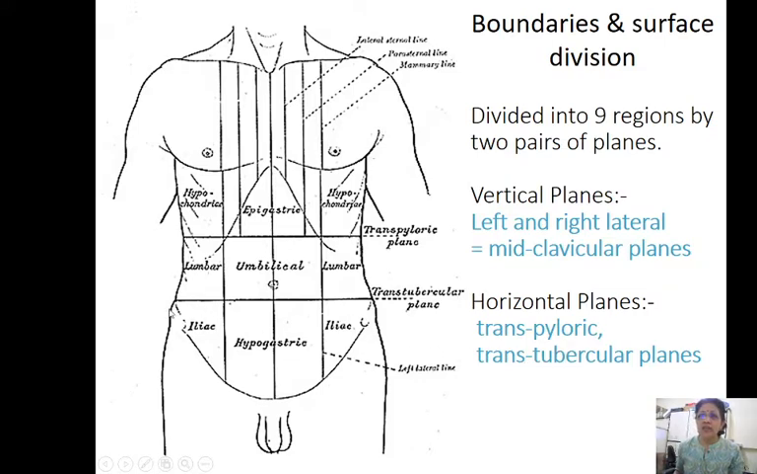The transtubercular plane: we had already identified that the highest point of your iliac crest is called the iliac tubercle. So joining this and this is exactly where the soft abdominal wall ends and the bony part comes, right? This is the transtubercular plane. So, one and two, the horizontal planes. Between these two and these two, we get 1, 2, 3, 4, 5, 6, 7, 8, 9 regions. So these 9 regions are created by us for the purpose of studying the contents of the abdominal cavity.